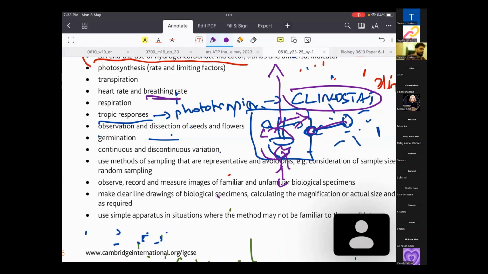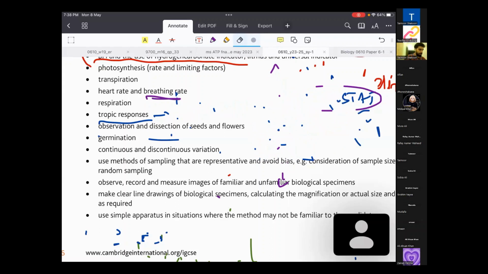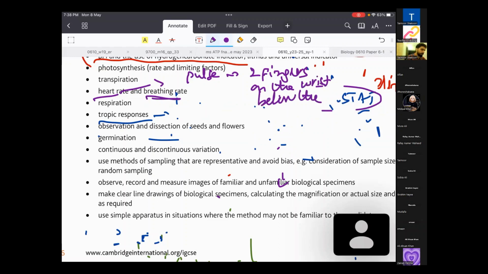For heart rate and breathing rate, keep one thing in mind: I'm sure everybody knows the impact of exercise on heart rate. I'm pretty sure there's no issue, but how to measure heart rate is really important. It is basically done by taking the pulse. For the pulse, you need to use two fingers, other than the thumb, on the wrist below the thumb, and count the number of beats. That's one aspect of it. Or place the same fingers under the neck near the jugular vein. Or use a stethoscope on your chest to listen to the number of times the heart beats in a minute. That's what heart rate is.